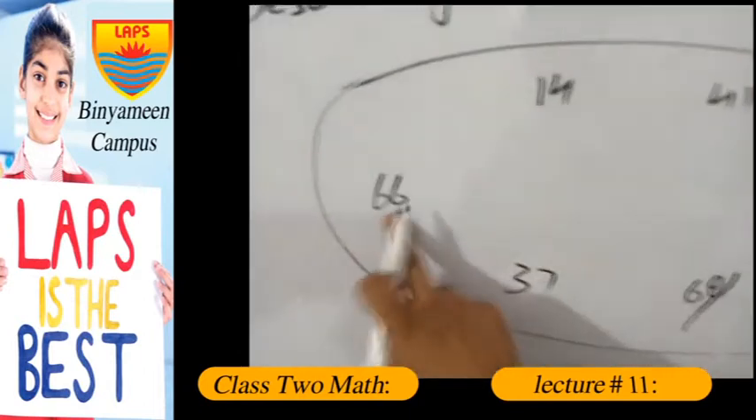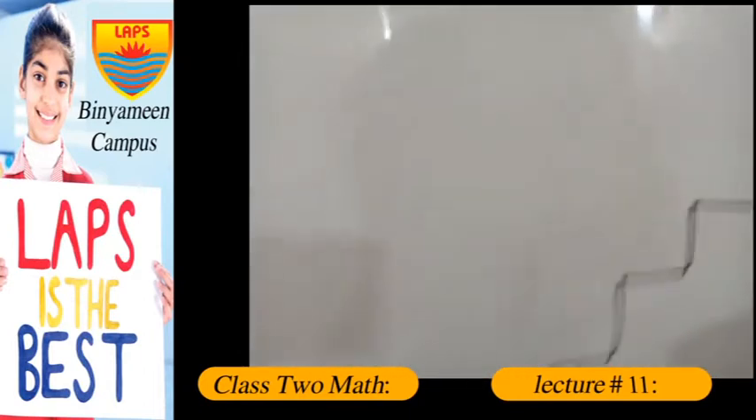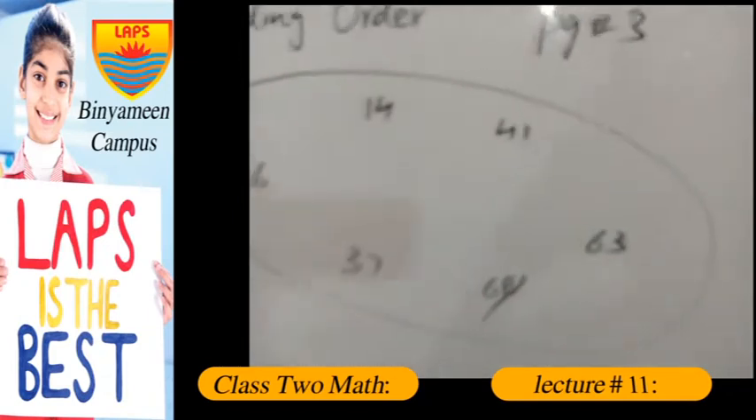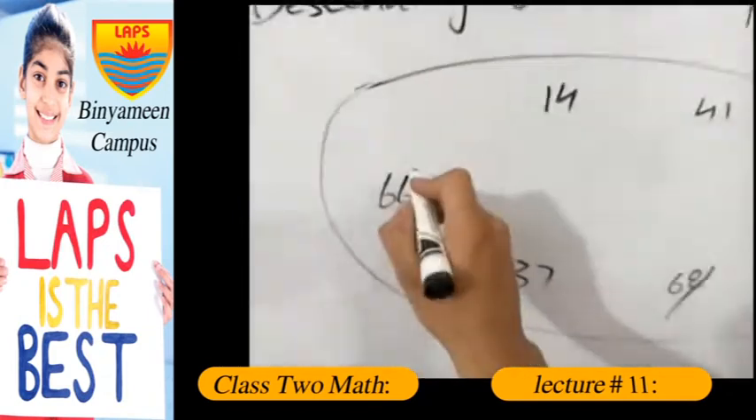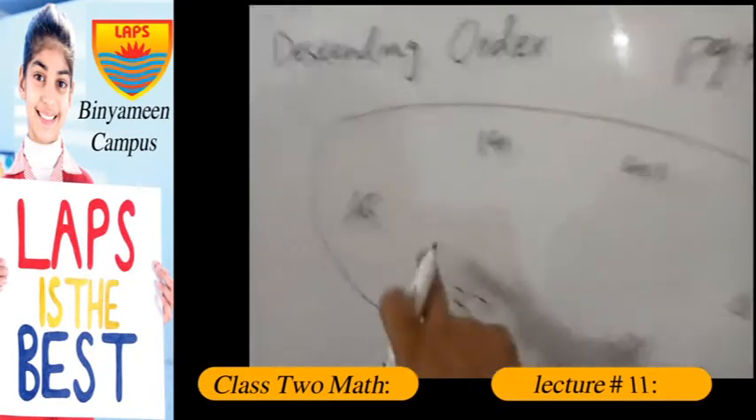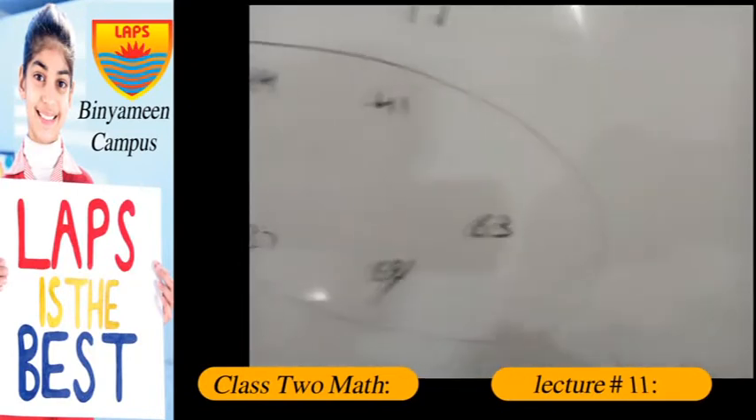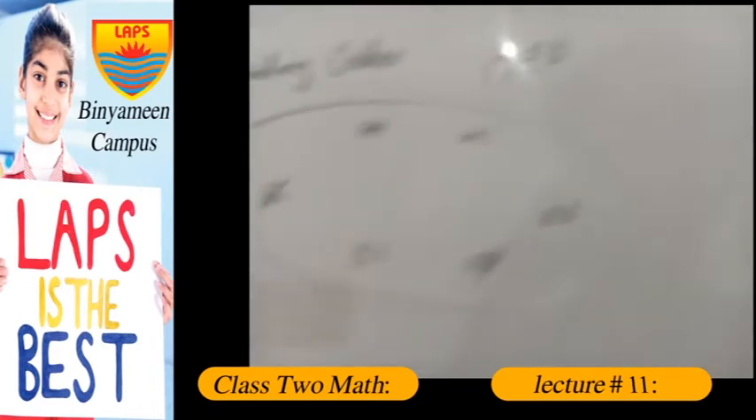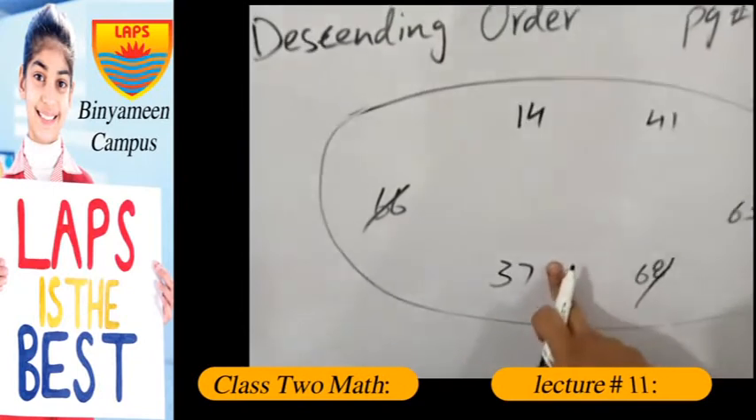We have 63 and 66. 66 is bigger, both of its digits are 6 and 6, greater than 63, which has 6 and 3. Now because we were comparing these two numbers last time, when this number is eliminated, the next number will be 63. And now we have these numbers here.